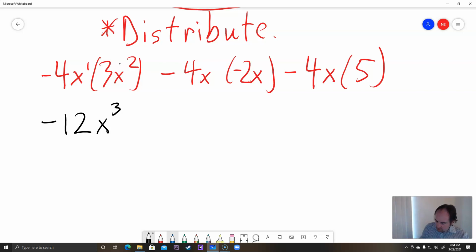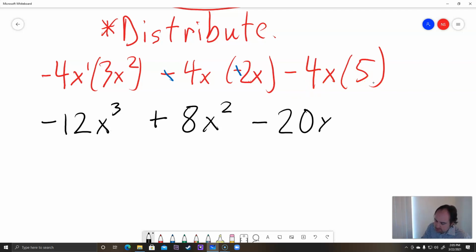For the second term, those minuses are going to cancel out because a minus times a minus makes a plus. And then we have 4 times 2 is 8, and x times x is x squared. So for our second term, we're going to have 8x squared. And then for the last term, negative 4 times 5 is negative 20x. So we have minus 20x as our last term.